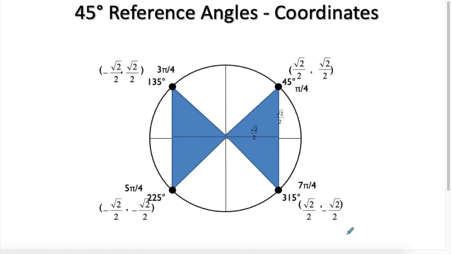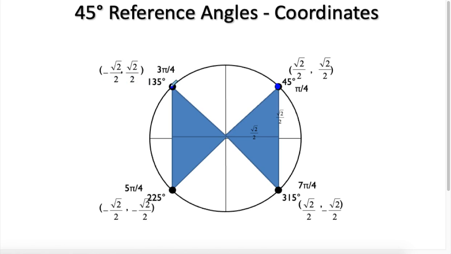So for my 45s, here we said that this was a measure of 45 degrees. In terms of radians, that would be pi over 4. And our coordinate point was square root of 2 over 2, square root of 2 over 2. So again, if I just think about reflecting that across the y-axis, the coordinate point would just be negative square root of 2 over 2, square root of 2 over 2.